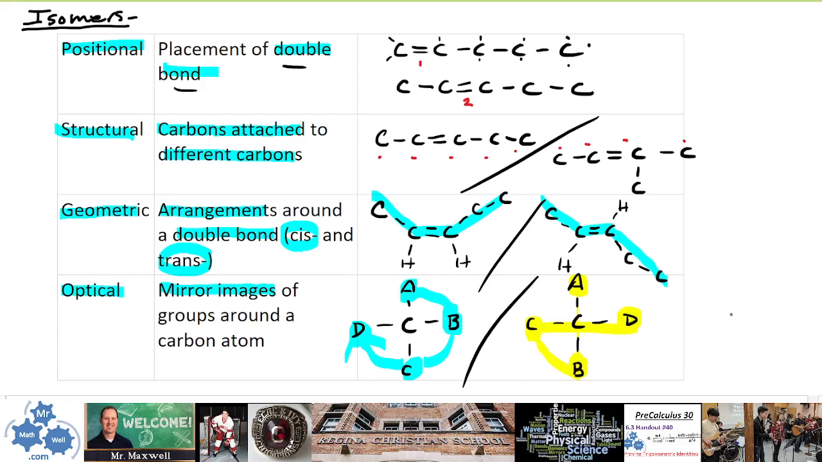I think you also could draw it like this, where you have A, and then if you go to B, you have to go then across to C and D. So I think that's also going to work. You have to cross the carbon at some point.